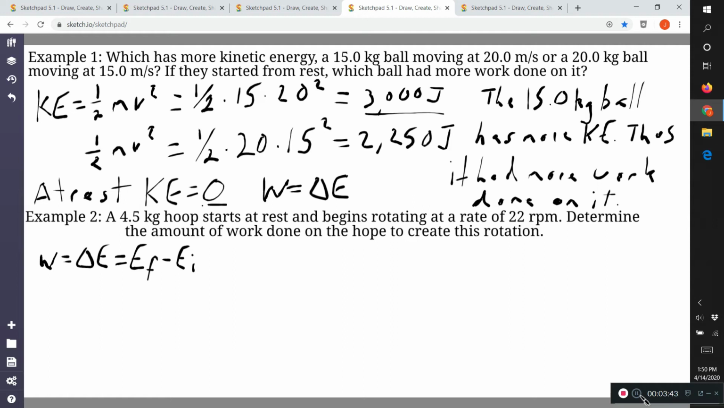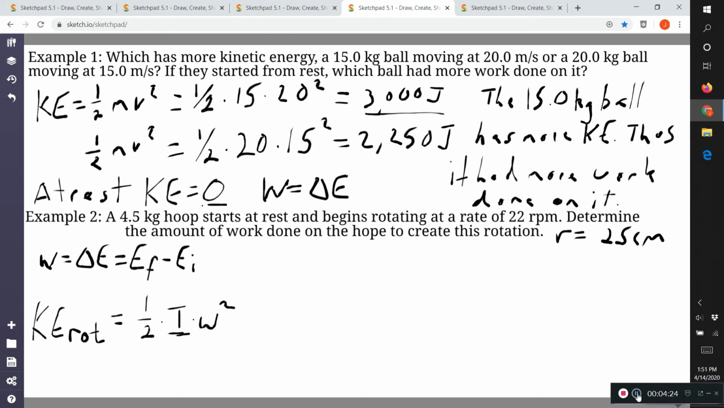So we're looking for the energy at the final amount. This is rotating, so this is going to be kinetic energy of rotation, which is equal to 1/2 times the moment of inertia times angular velocity squared. So what of this information do we have? And I'm realizing that we needed to know the radius of the hoop. So we'll say that the radius of the hoop is, let's say, 25 centimeters.